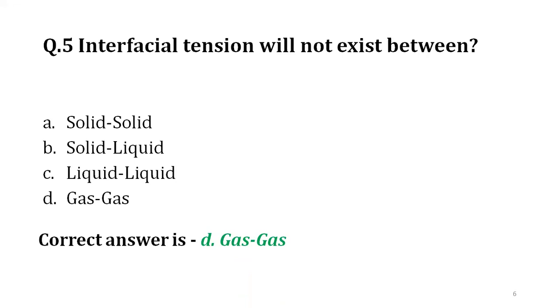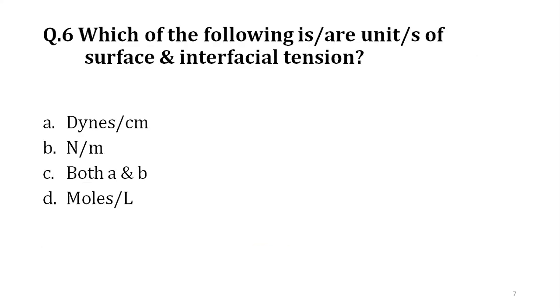Interfacial tension can exist between solid and solid, solid and liquid, and immiscible liquids. In a gas and gas system, an interface generally does not exist because of the properties of the gaseous state of matter: the molecules move randomly, with very weak attractive forces between the gaseous molecules.